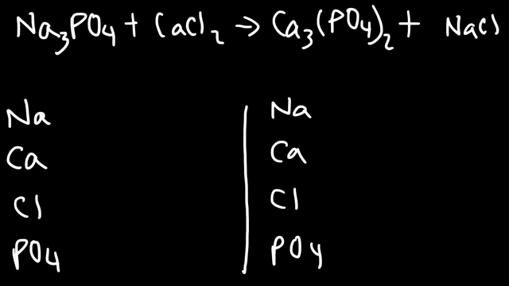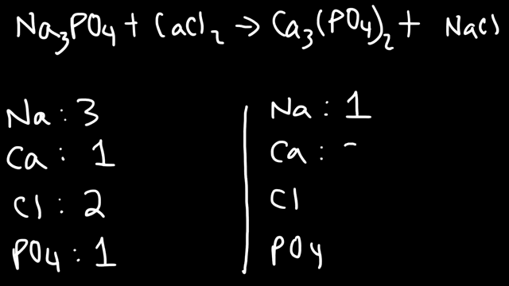So right now, on the left side, we have 3 sodium ions, 1 calcium ion, 2 chlorine particles, and 1 phosphate ion. On the right side, we have 1 sodium ion, 3 calcium ions, 1 chloride ion, and here we have 2 phosphate ions based on the subscript that's here. So which one should we balance first?